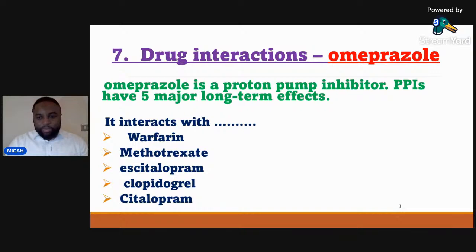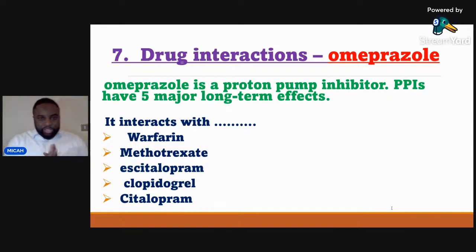PPIs can also cause hypomagnesemia, so they can cause loss of magnesium. Loss of magnesium is one of the things we need to remember as far as the long-term effects of PPIs are, and patients have to be advised to monitor their levels of magnesium by doing a blood test from time to time. Lastly, PPIs can cause osteoporosis, which is a condition where the bones of our patients become very brittle and can easily break or fracture.